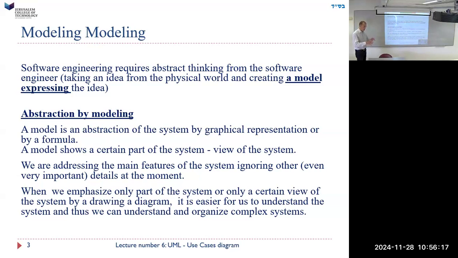Sometimes you make a model of the essence of the feature because you want to communicate the main idea, and you don't want to get lost in the weeds. When we emphasize only part of the system or only a certain view of the system, it's easier for us to understand the system. We can understand and organize complex systems. In other words, by making it less complex, you can ultimately succeed in showing a complex system because you've made it simpler. And then you can later on add parts to it.